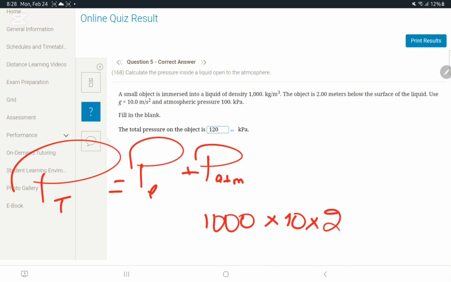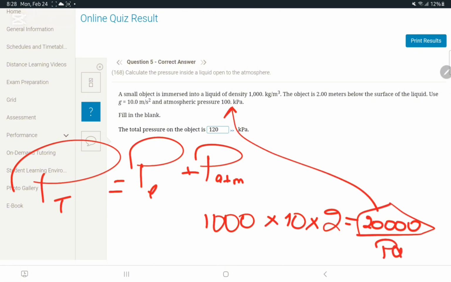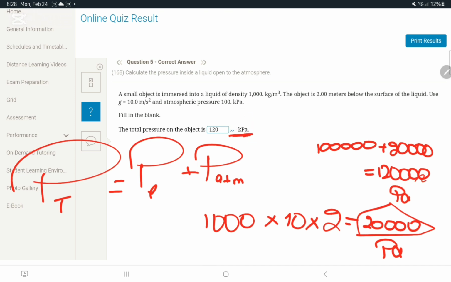Okay, and you plug this into the calculator, you get 20,000. Okay, 20,000 what? 20,000 pascals. You add it to 100,000, so 100,000 plus 20,000 is equal to 120,000 pascals, or in kilopascals, what is it going to be? It becomes 120 kilopascals.